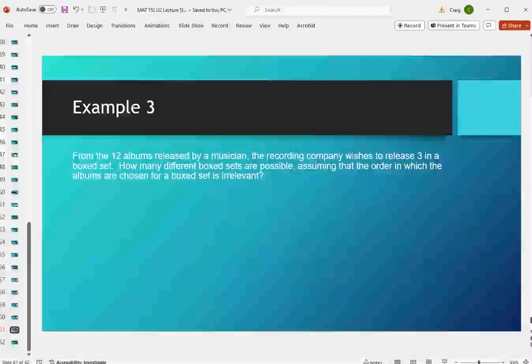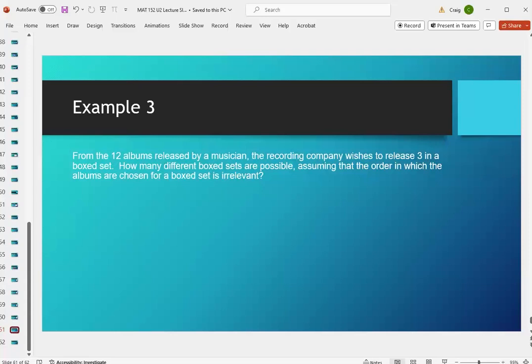So from the 12 albums released by a musician, the recording company wishes to release 3 in some type of box set. How many different box sets are possible, assuming that the order in which the albums are chosen for the box set is irrelevant? You're going to choose 3 albums out of 12 for a box set. But it doesn't matter which order you put the albums in the box, the same 3 are always going to be there. And so there's only so many ways you can choose 3 to put in the box, before you ship it off.